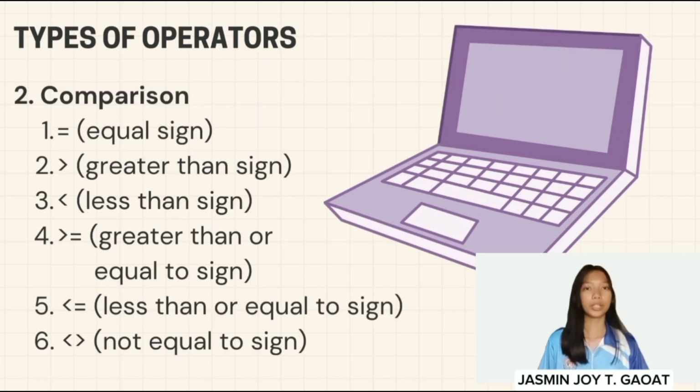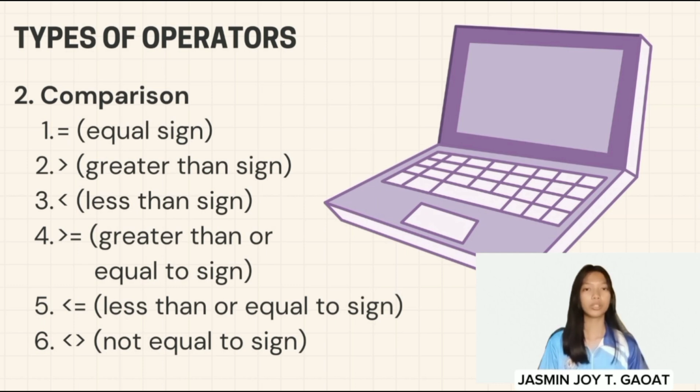And the second operator is the comparison. First is the equal sign or equal to, which is to check if 2 values are exactly the same. For example, A1 is equal to B1. And the next is the greater than sign. This sign is to compare two values.